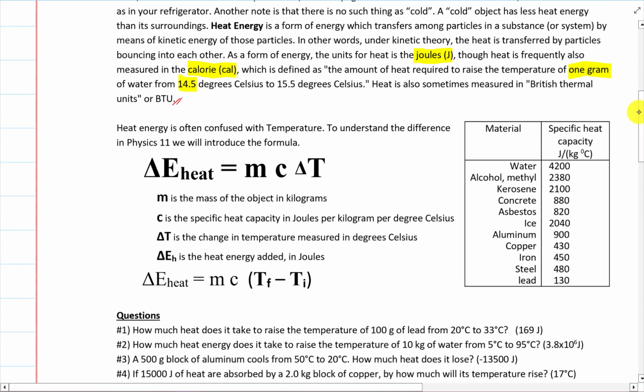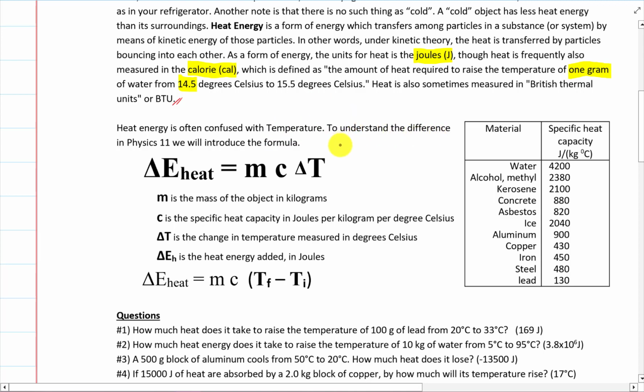Heat energy is often confused with temperature. For instance, if I have a bathtub of boiling water or I have a drop of boiling water, the temperatures are the same, but the amount of heat energy is different. The temperatures are the same. So heat energy is not the same as temperature.